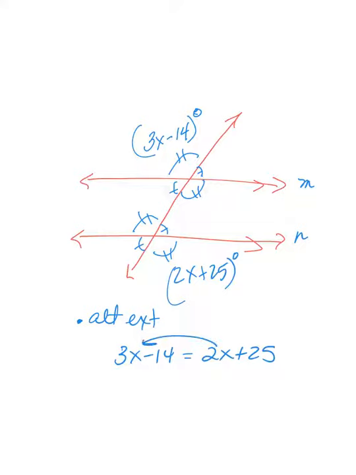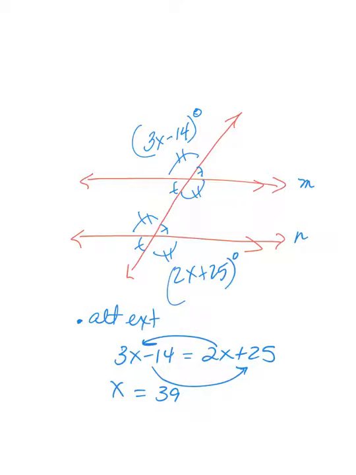Move the 2x over here, so you have x, and move the negative 14 over here as a positive 14, equals 39. So if they're telling you find x, you're done. If they're telling you to find the measurement of the angle, what do you do with that 39? Plug it in. So what's 3 times 39?